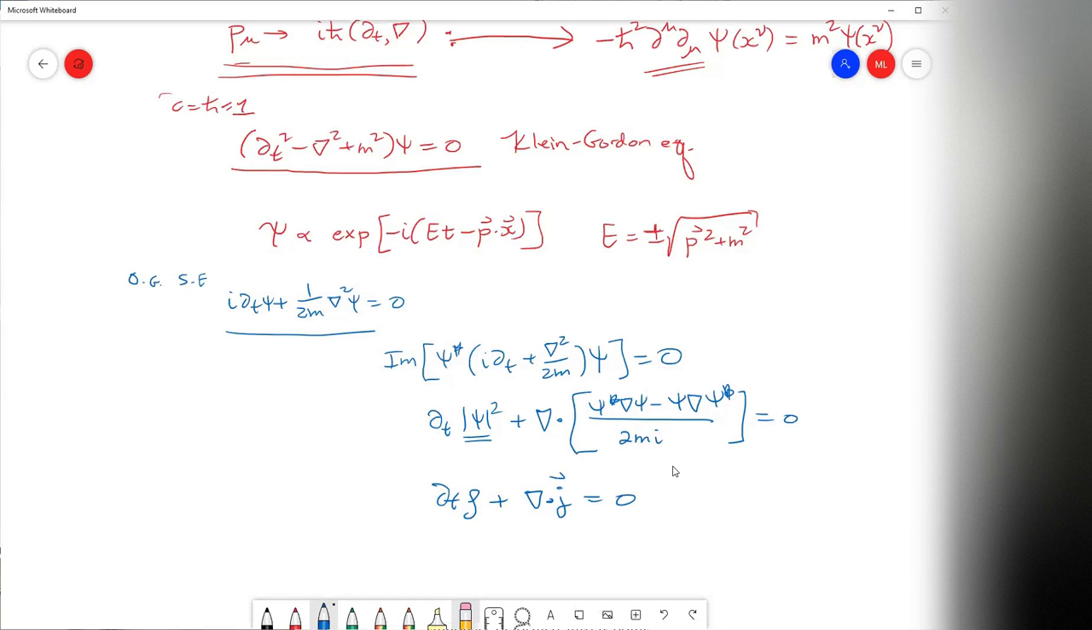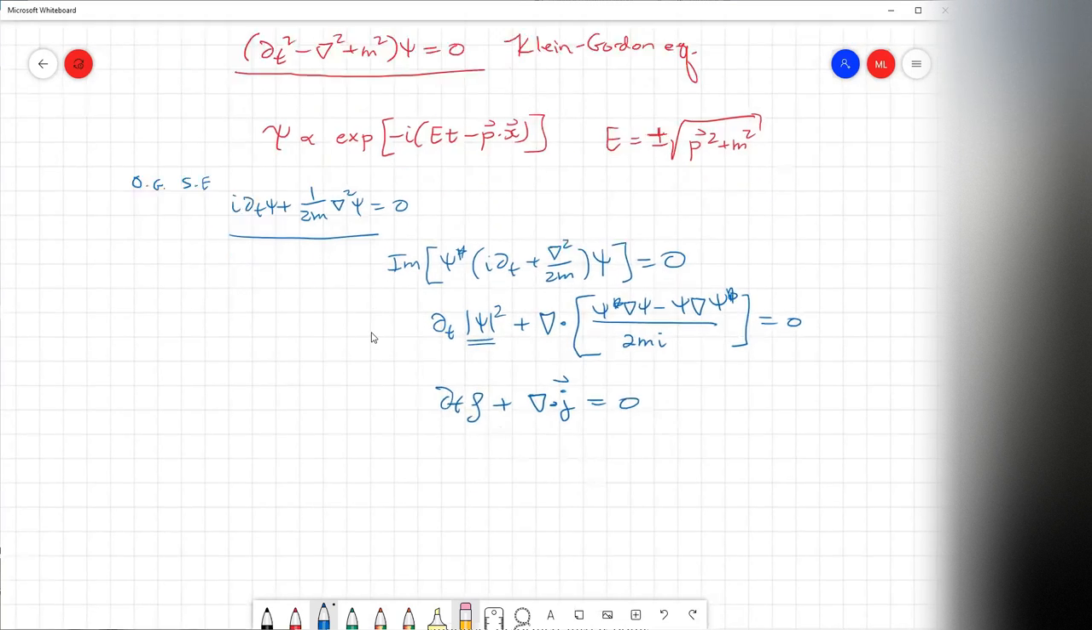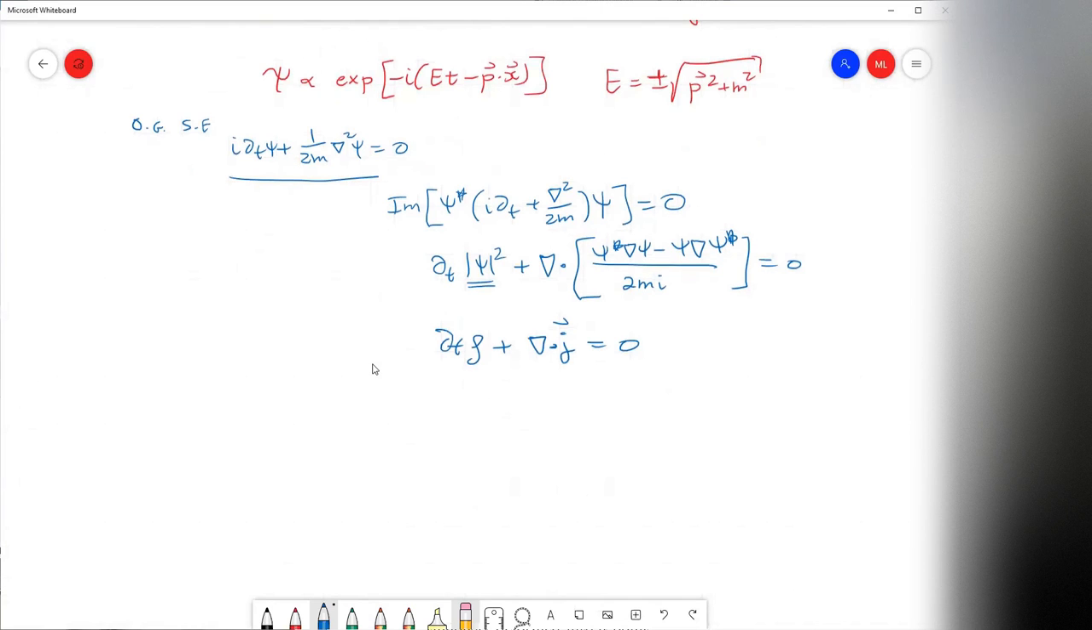The Klein-Gordon equation is not like that at all. If you try to do that, let's try to do it, you would take the imaginary part. Let me put it back to red.